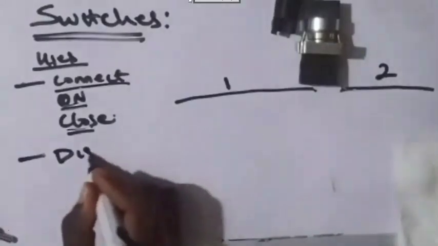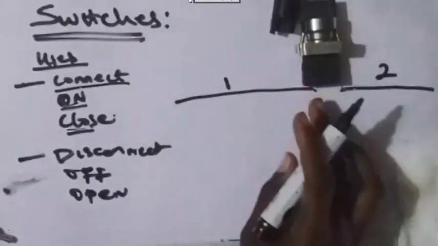The other use is to disconnect, to disconnect 2 or more cables. So, or you can say off. Off, when you disconnect something, means you have turned off that thing. You can say open. To disconnect something, when you open something, it means you have disconnected it.